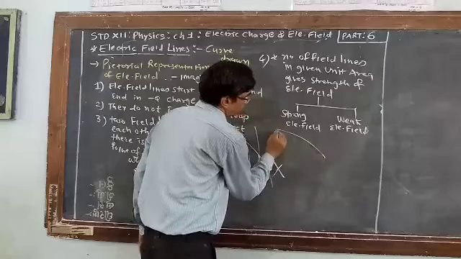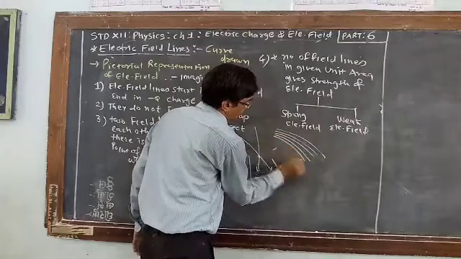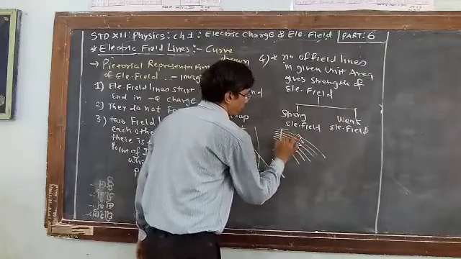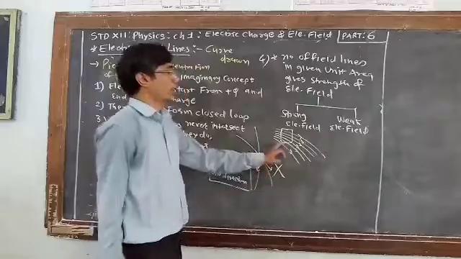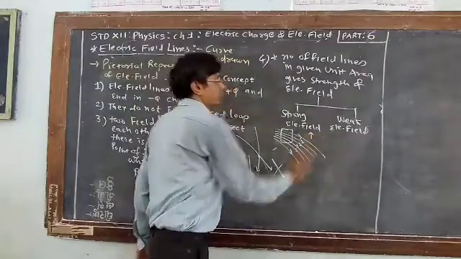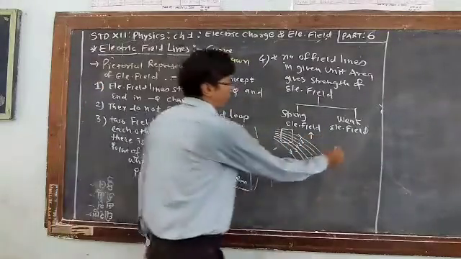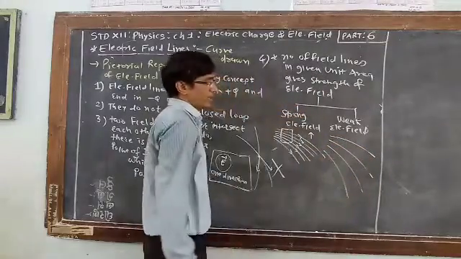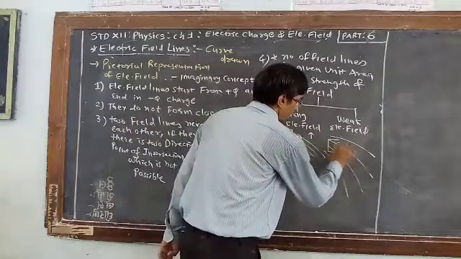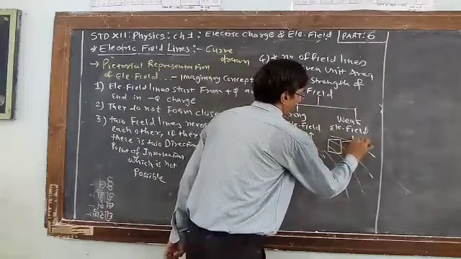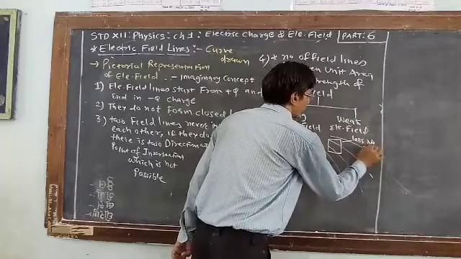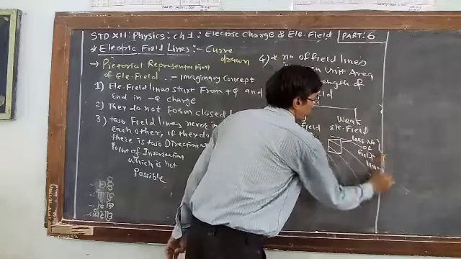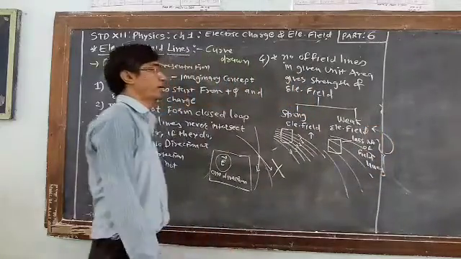So if the number of field lines is more in the unit area, then the electric field is strong. And if the number of field lines is less, the field lines start to cross each other, then in the unit area there is a lesser number of field lines. It indicates a weak electric field.